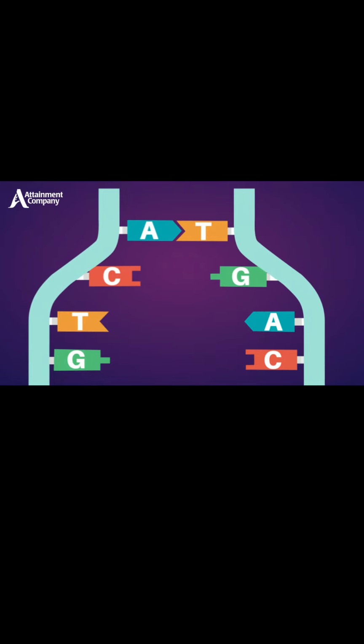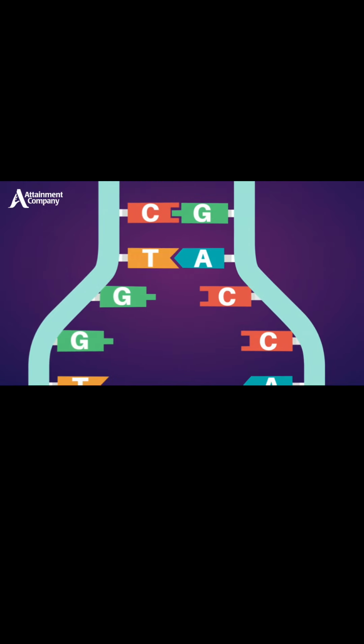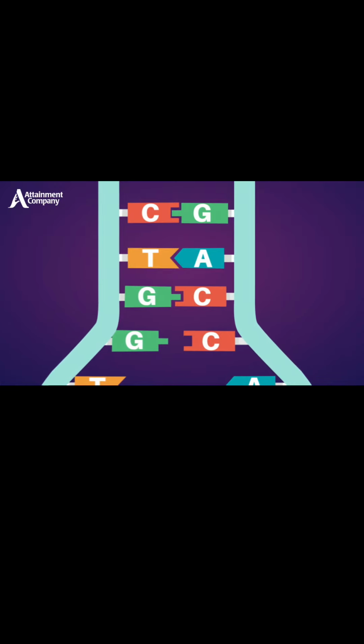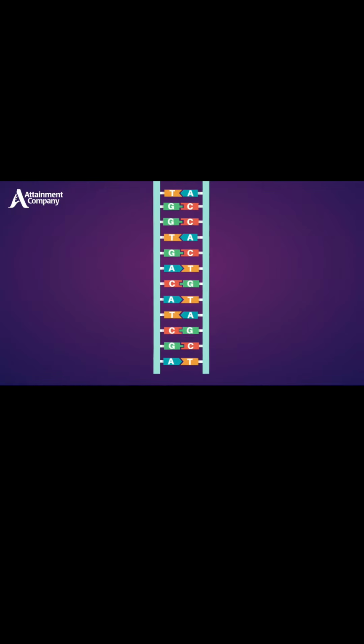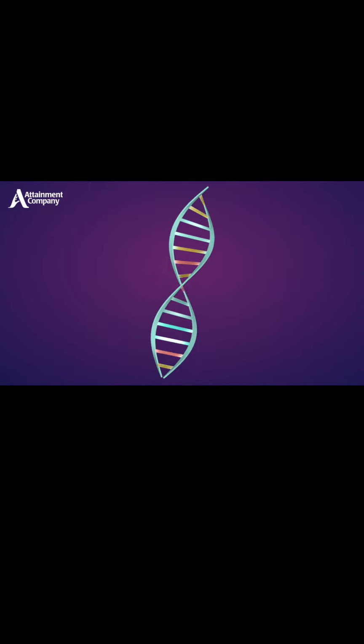A only binds to T. C only binds to G. T only binds to A, and G only binds to C. These bonds keep the 2 strands of DNA together and help make life possible in all organisms.